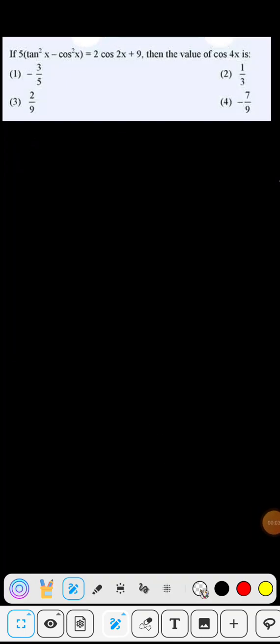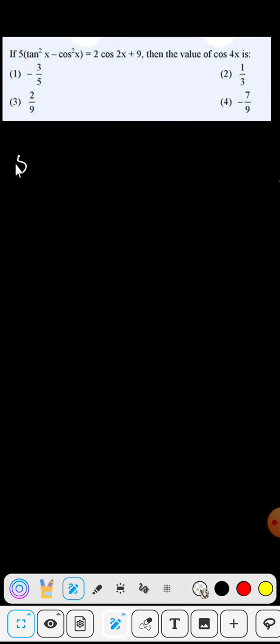In this video tutorial, we are going to solve this problem. In this problem, it is given that 5 times tan square x minus cos square x is equal to 2 times cos 2x plus 9. We have to find the value of cos 4x. This question was asked in JEE Mains 2017. So let's start to solve the question.